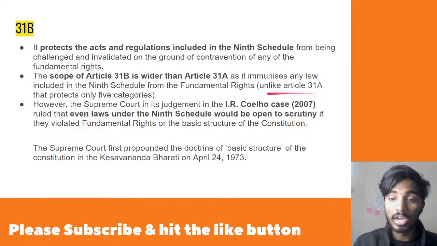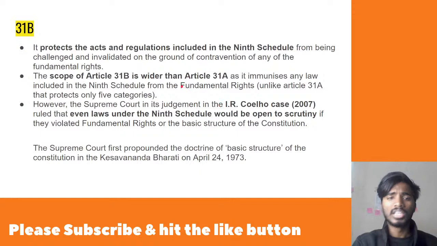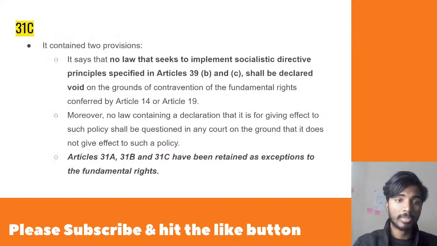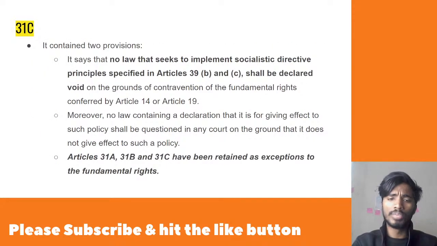So in IR Coelho versus State of Madras, the Supreme Court said that even 31B, or any subject in the 9th schedule, can be questioned if those subjects were included after 24th April 1973. Is this clear for you, Charan? I hope this is clear. So these are 3 important articles, 31A, 31B and 31C. 31C protects 2 important rights, that is 39B and 39C. If, to give effect to 39B and 39C, Articles 14 and 19 are violated, then you cannot question them in any court on any ground.